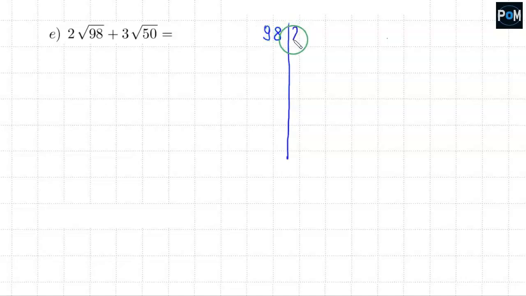Example E. Here again we have numbers under the roots that cannot be square rooted, so we break them down into prime factors. First number 98. 98 is divisible by 2. 98 divided by 2 is 49. Then 49 can't be divided by 2 anymore. The next prime number is 3, but 49 is not divisible by 3 nor by 5. 49 can only be divided by 7. 49 divided by 7 gives me 7, and 7 is only divisible by 7. I get 1, and that's the end of this factorization.